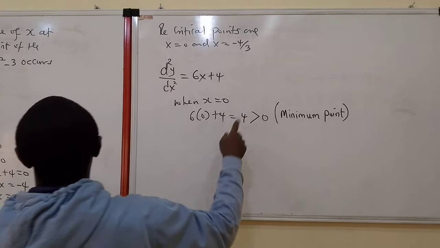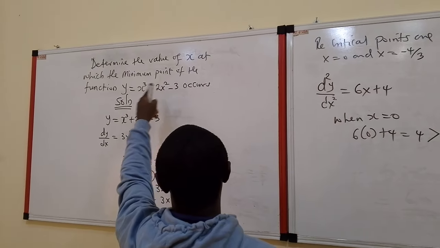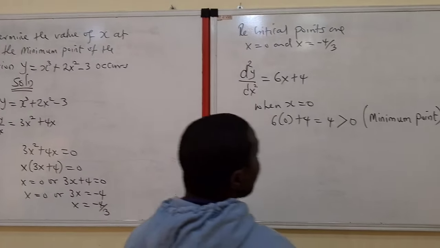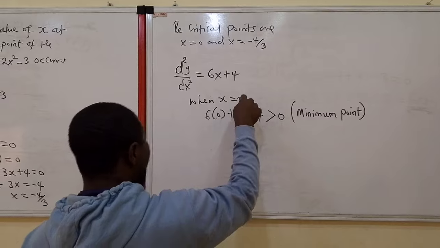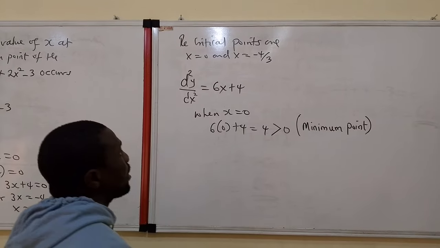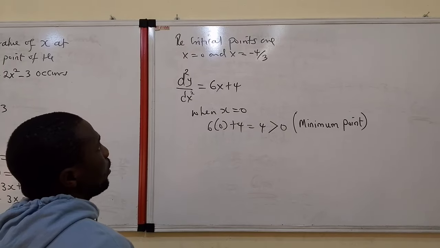So this is actually our answer. They say determine the value of x at which the minimum point of the function occurs. The answer to this question is x is 0. It is only when x is 0 that we have a minimum point. We can test the other points. The other point will give us a maximum point.